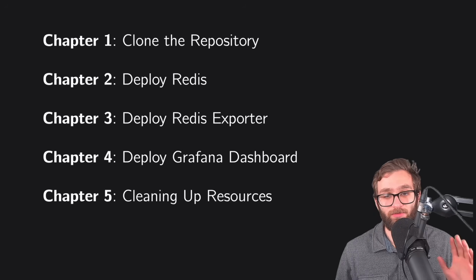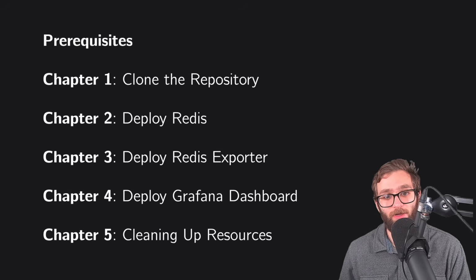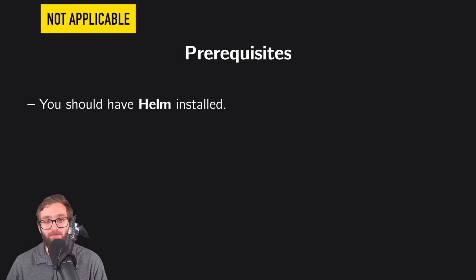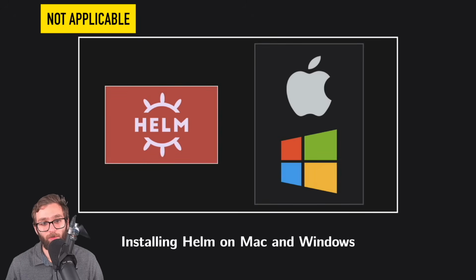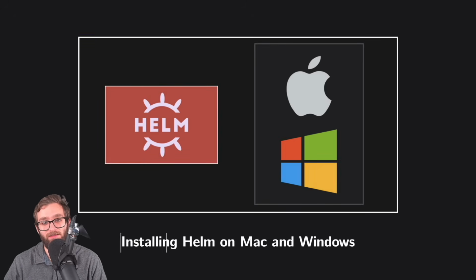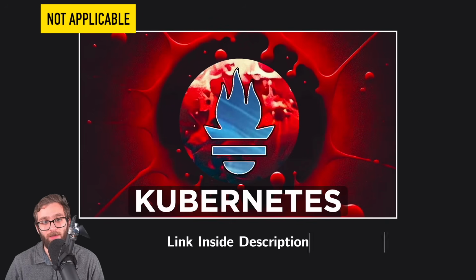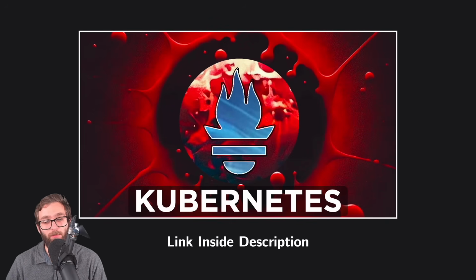This video is composed of 5 chapters, and before we dive into any of them, I need to list the prerequisites needed to continue with this video. Number 1, you should have Helm installed and set up on your machine. If not, please check out this article and then come back. Link is inside the video description. And number 2, you should have Prometheus and Grafana installed in your Kubernetes cluster. If not, please check out this video and then come back. Link for that is inside the description as well. And that's it. We can start with chapter 1.